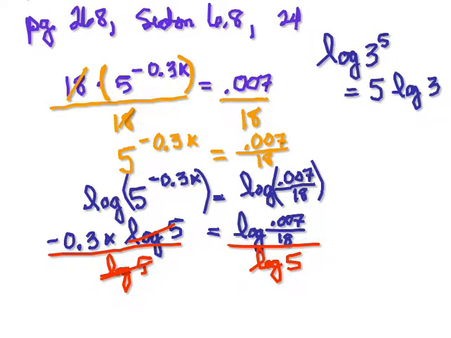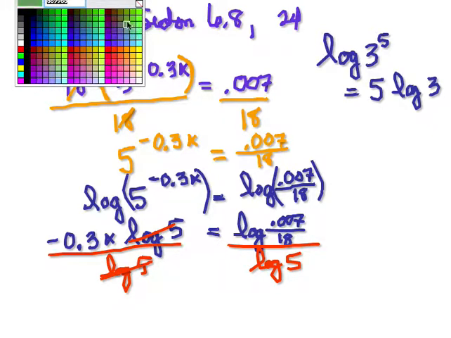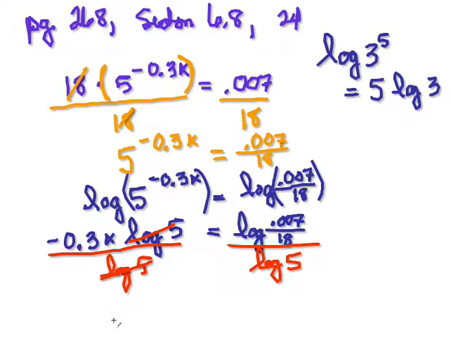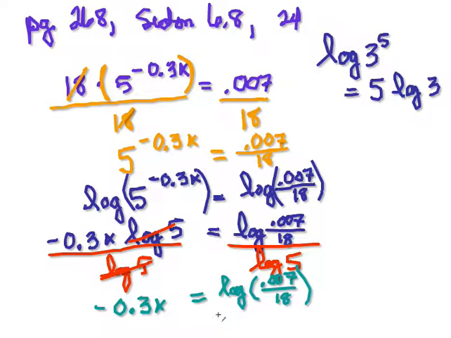And I get negative 3/10 x is going to equal, and I know this looks complicated, but it's really not, the log of 7 thousandths divided by 18, divided by the log of 5. And all of that, those are just numbers in there. So here I go. I'm going to do this on my TI-84. Now remember where the log function is on the TI-84.